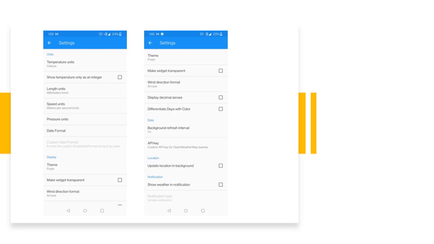At the bottom, we can see the option to show temperature only as an integer. It means sometimes the temperature is given in float values like 23 point something. If the user wants a more accurate value, they can click the box. The length units, speed units, pressure units, and date format can be selected as per the user's convenience. We can also select the theme. These are all user friendly settings which are really helpful for the user for clear information.